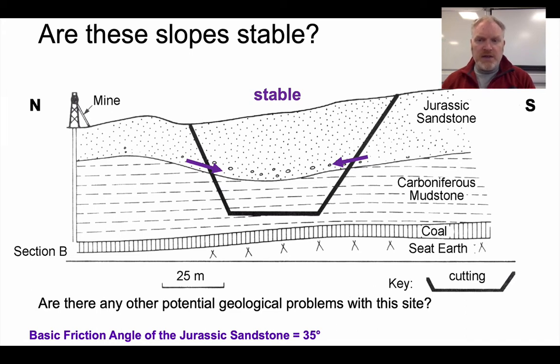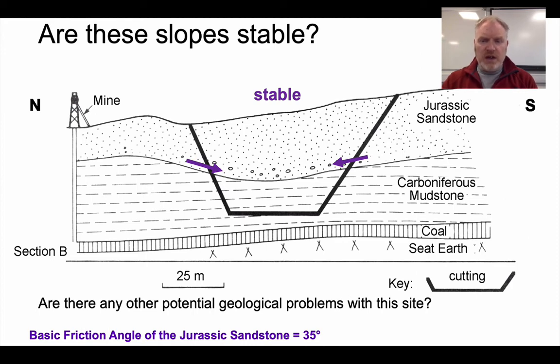Now, clearly, it depends on the permeability of that Jurassic sandstone, which we don't know. But as an engineering geologist, we'd need to find that out. We'd need to find out what's going on with the water at that boundary between a potentially permeable Jurassic sandstone and an impermeable Carboniferous mudstone. There's another potential hazard that would have to be investigated, would have to be understood before this cutting was built.